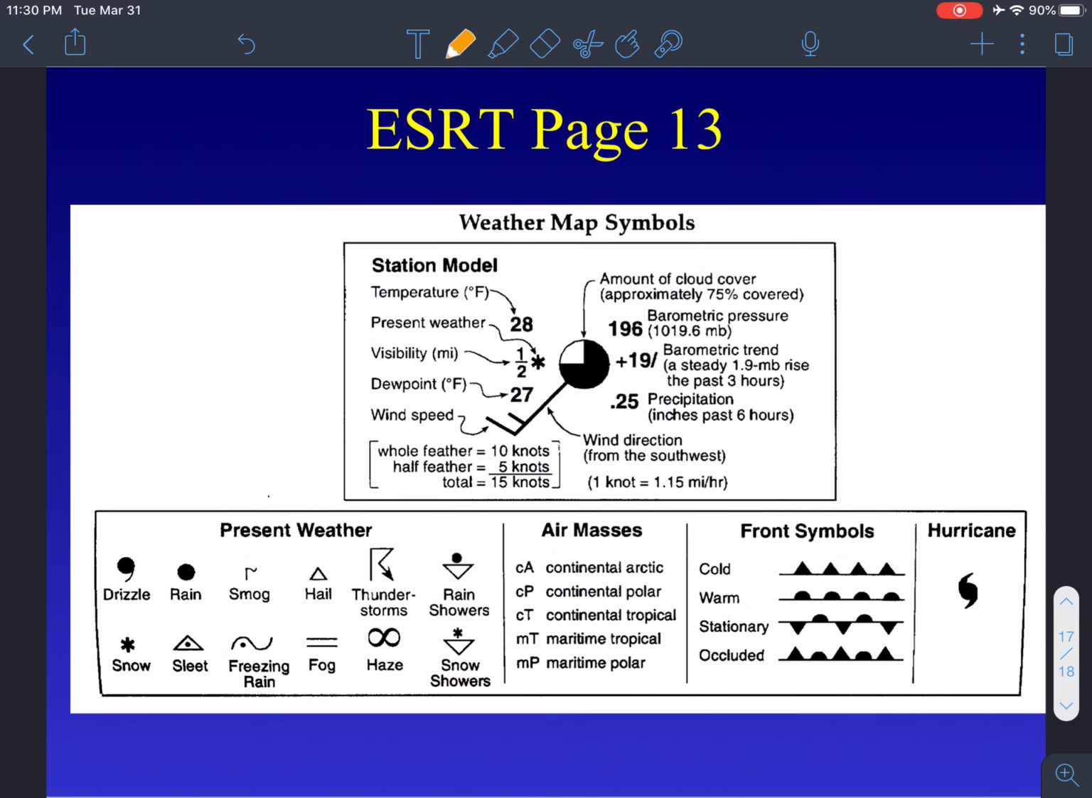Okay, so again, you can find in your reference table the symbols for the fronts down here, so you don't necessarily have to memorize them. So take a look, get familiar with page 13. It basically sums up all of the weather unit that we're going to be discussing.